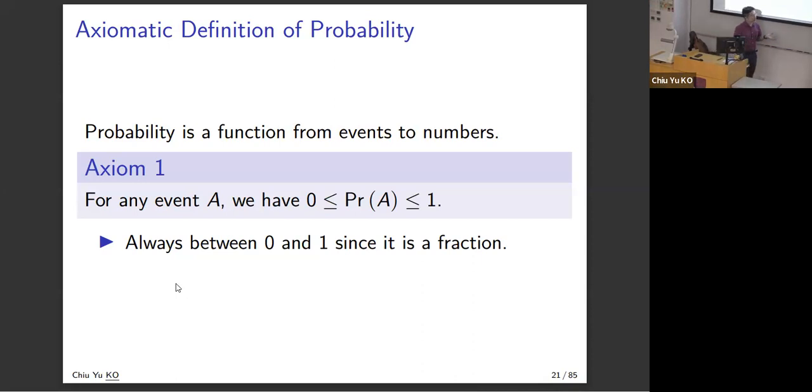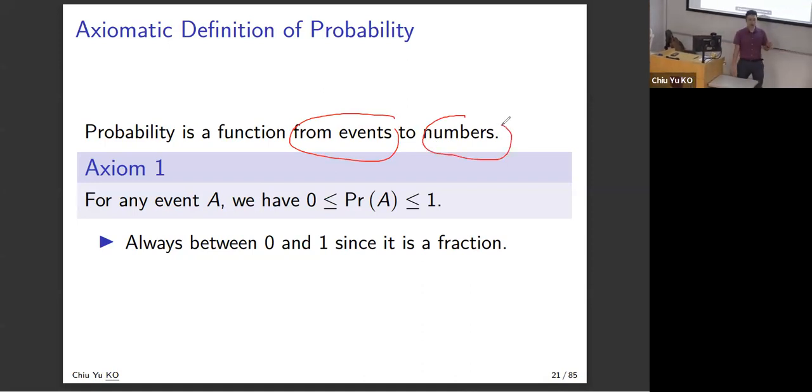So probability is a function that tries to give events a number. What a function means is you give me something, I give you something. Here, you give me an event, I give you a number. That's a function. Probability is a function, and that is the definition. This definition actually only appears in the 1930s, by a Russian mathematician called Kolmogorov. This is the Kolmogorov axiom definition of probability.